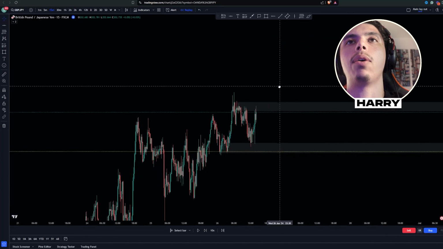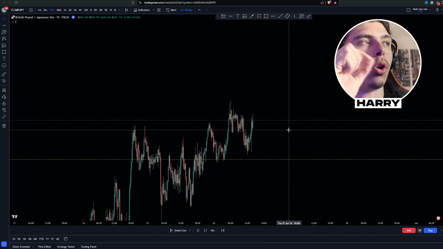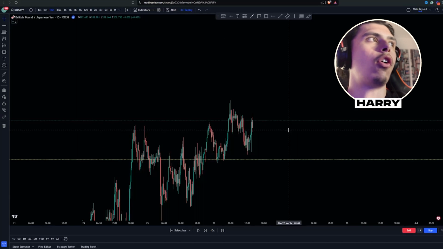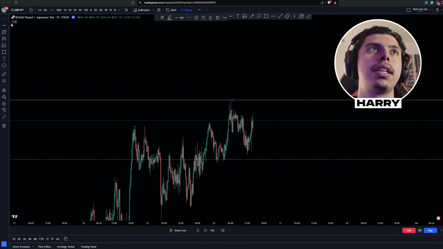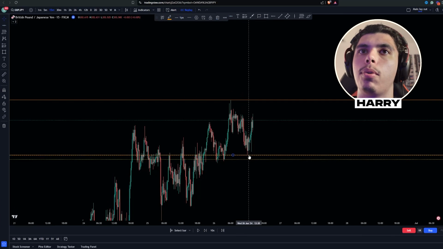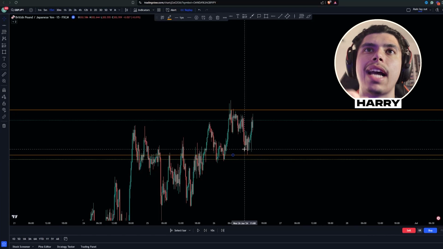Now, you don't want to be marking support and resistance on candle wicks. You want to be marking support and resistance on candle bodies. Many people mark support and resistance like this on the candle wicks here, saying that that's a resistance and that's a support. This is wrong. We want to be using bodies. Why do we use bodies? Because this is where price actually closes.